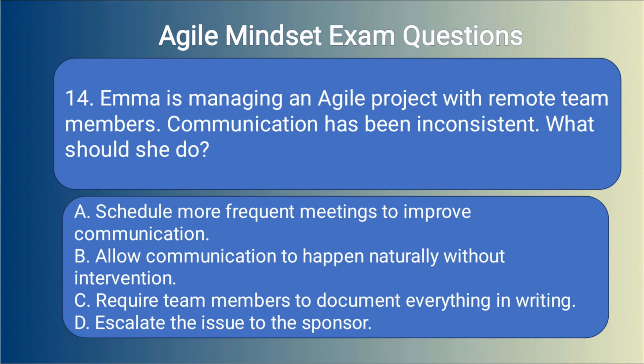14. Emma is managing an Agile project with remote team members. Communication has been inconsistent. What should she do? A. Schedule more frequent meetings to improve communication. B. Allow communication to happen naturally without intervention. C. Require team members to document everything in writing. D. Escalate the issue to the sponsor.